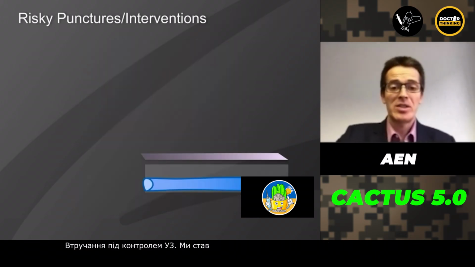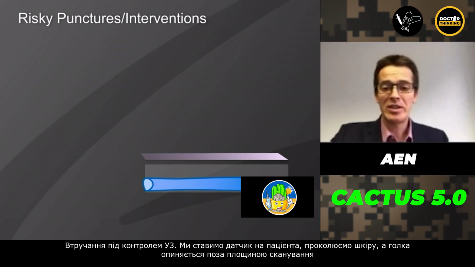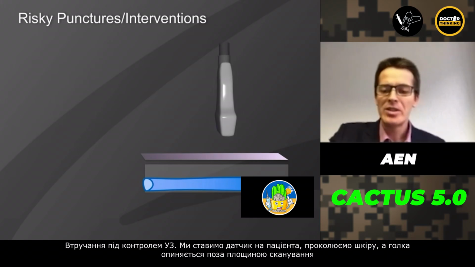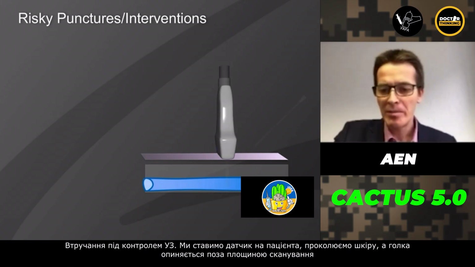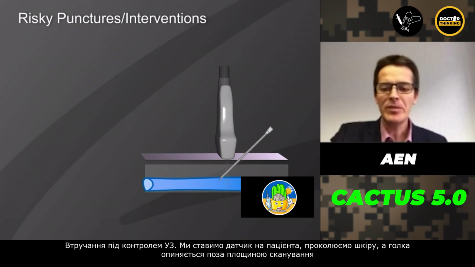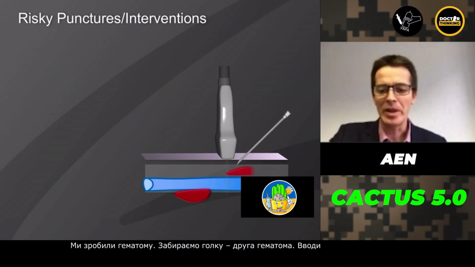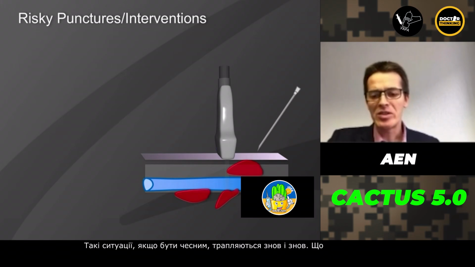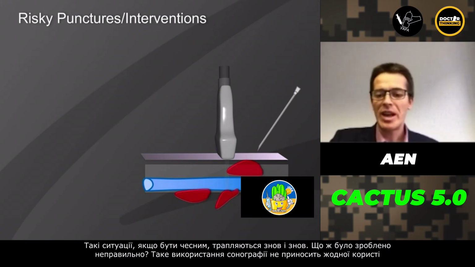Let's look at some ultrasound-guided interventions. So we put the probe on the patient, take a needle and puncture the skin, and as it happens to be, the needle gets behind the scanning plane, and so we create a hematoma, and we withdraw the needle, get the second hematoma, try again, get a third hematoma. So this is a situation that, to be honest, happens again and again. So what was wrong here?